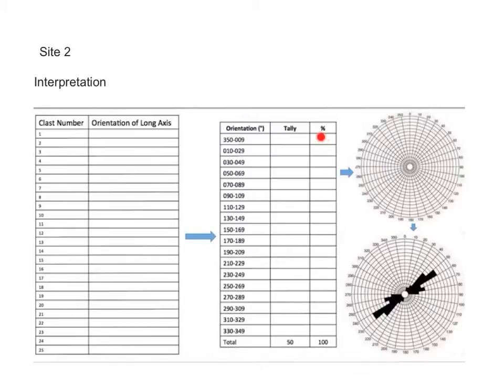So say you had here 350 to 009, you had 10%. You find that band, which is in this band here, and each one of these is 10%, and so you just shade in one of these to 10%. If it had been 50%, you shade in 50. Once you do one side, you keep going round, and you should have a diagram looking like this. Okay, and then you should be able to work out whether there's a preferred orientation to your clasts. So that's further analysis and interpretation. You can explain how that breccia.